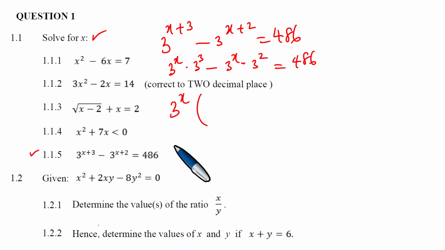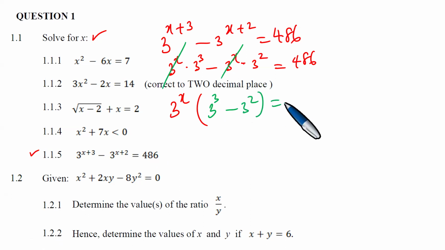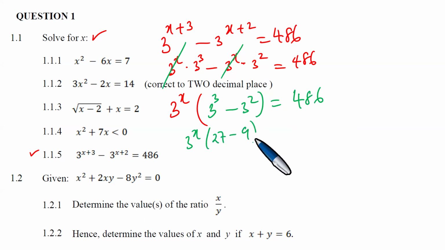If you pull out 3 to the power x as a common factor, then you cross this out. You're going to be left with 3 to the power 3 minus 3 to the power 2 equals exactly that part there, which is 486. So what do we do here? What is 3 to the power 3? 27. And what is 27 minus 9? 18.